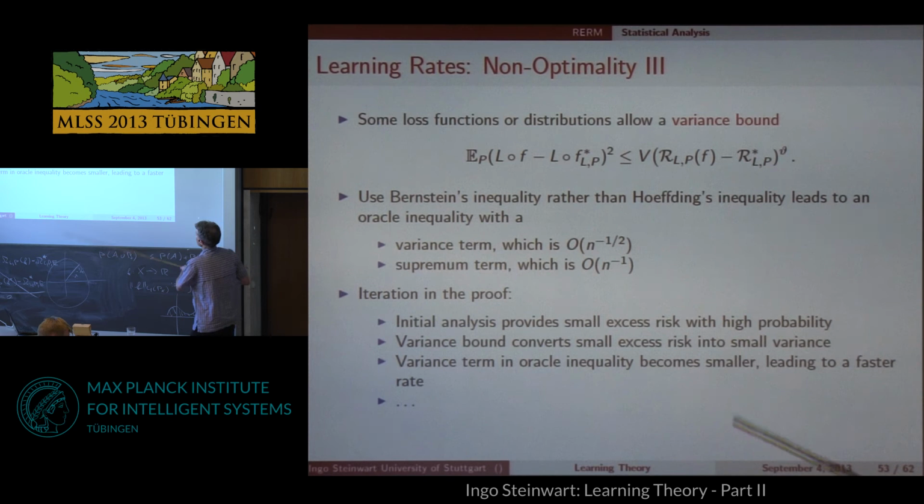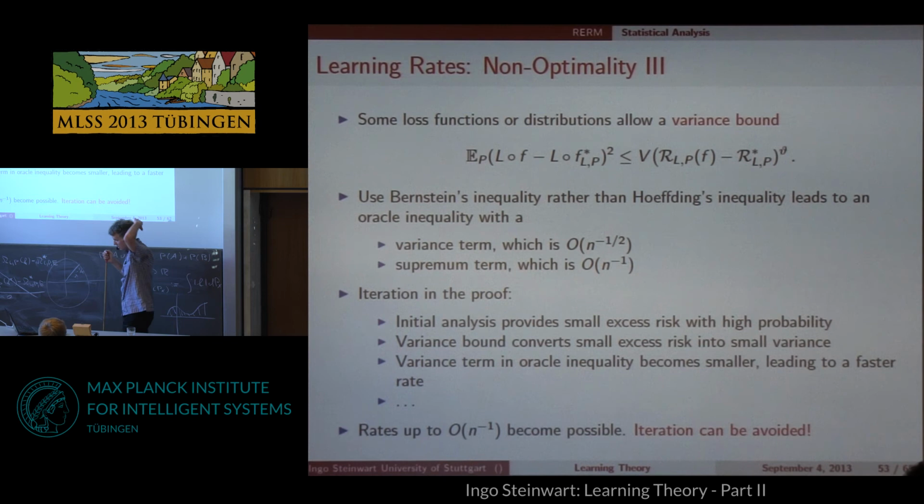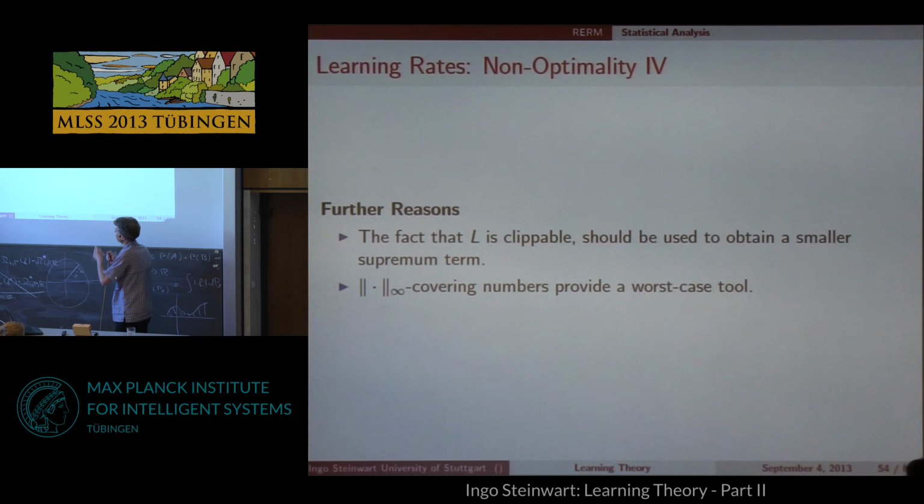And it turns out that if theta is equal to 1, rates up to 1 over n are possible. And this entire idea of iteration is completely superfluous. The proof works differently. Before I briefly explain the basic idea of the proof, I'd like to give you an idea of how the new analysis works. These are two other reasons why our analysis is so far bad, but we can skip those.